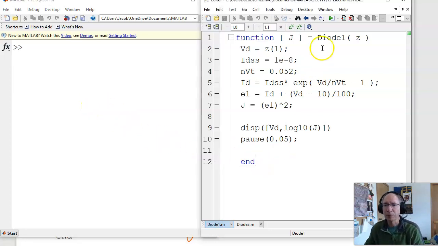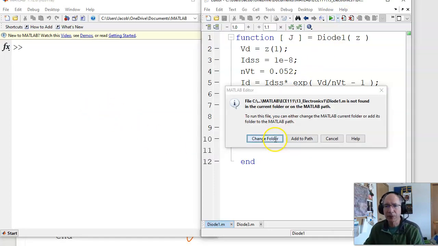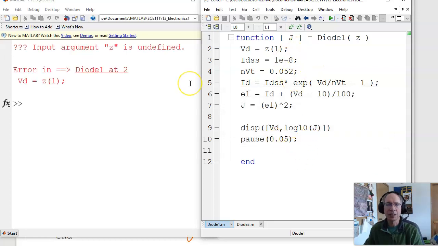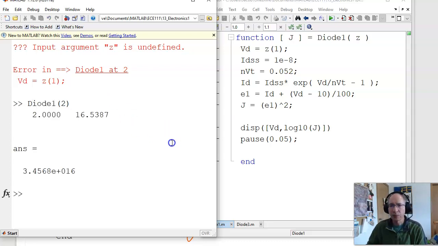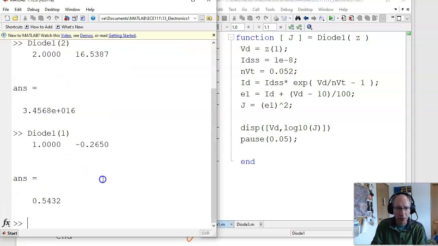So for example, here's that same routine. Let's make sure I'm in the right directory. This is a function. I can't run functions. I can call a function, but I can't run it. From the command window, I can sit there and say diode 1, is the voltage across the diode 2? So just for fun, I'm also displaying my guess and the log base 10 of the error of J. 2 was an absolutely horrible guess. Is the voltage across the diode 1? That's better. Is it equal to point? Better yet. So you can guess again, or use fminsearch.